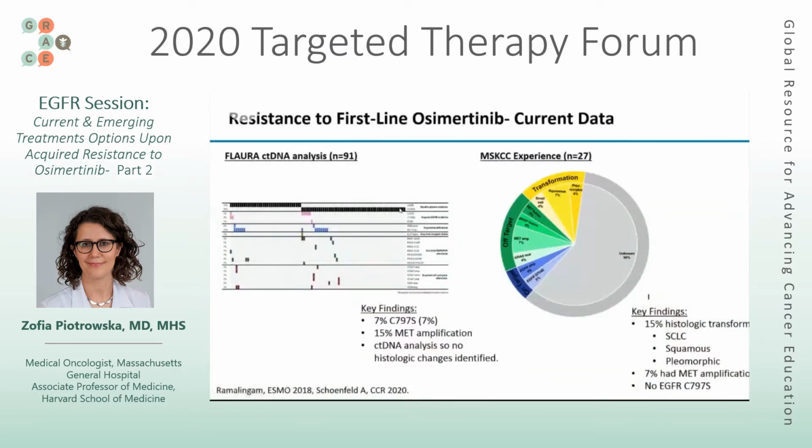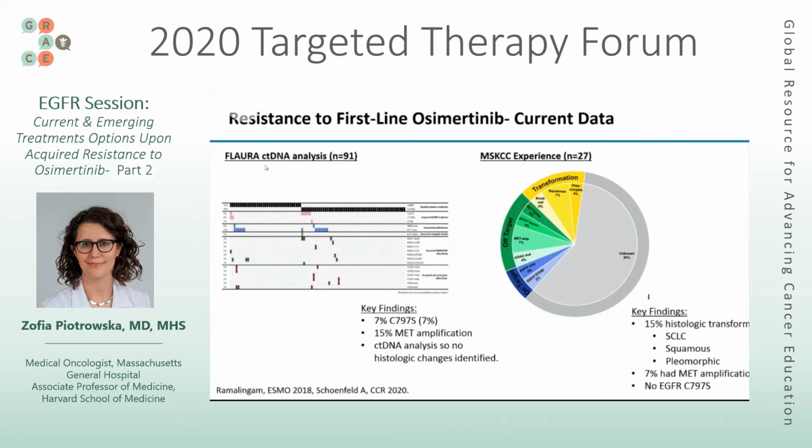What do we know specifically about resistance to first-line osimertinib, to osimertinib used as an initial therapy? The truth is that the knowledge that we have is still relatively limited. And I've shown really the two largest data sets that we have so far of patients who have progressed on first-line osimertinib. I'll highlight here that in this study, there were 91 patients included, and here 27. So still quite small numbers. This was the result of liquid biopsies, circulating tumor DNA analysis done from patients who had progressed on osimertinib within the FLAURA trial.